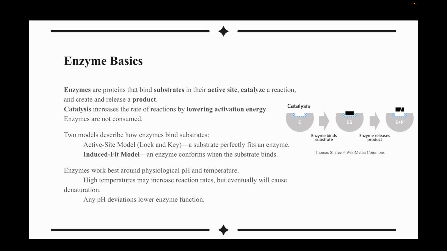There are two models you need to know describing how enzymes bind substrates. The first is the active site model, also called the lock and key model. This is when a substrate perfectly fits an enzyme, and we can see that in the example image here. The second is the induced fit model, and I have this bolded because you're more likely to see it on the MCAT. This is when an enzyme conforms when a substrate binds.